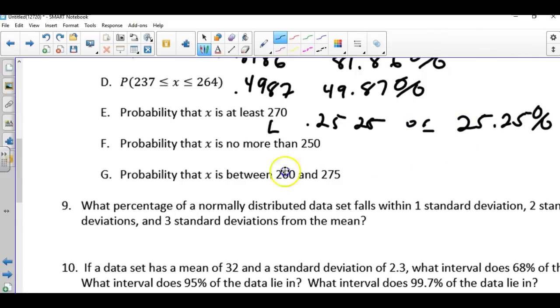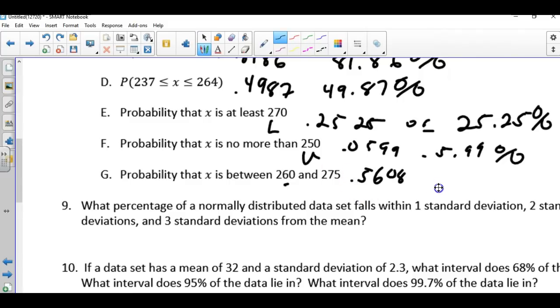No more than 250 means that's the upper bound. No more than, that means that's the max. So I'm going to do that one, and then this one's between. I'm going to do those two for you real quick. You go ahead and do them. When I did them, I got 0.0599, or 5.99%. And for this one, I got 0.5608, or you could put 56.08%.